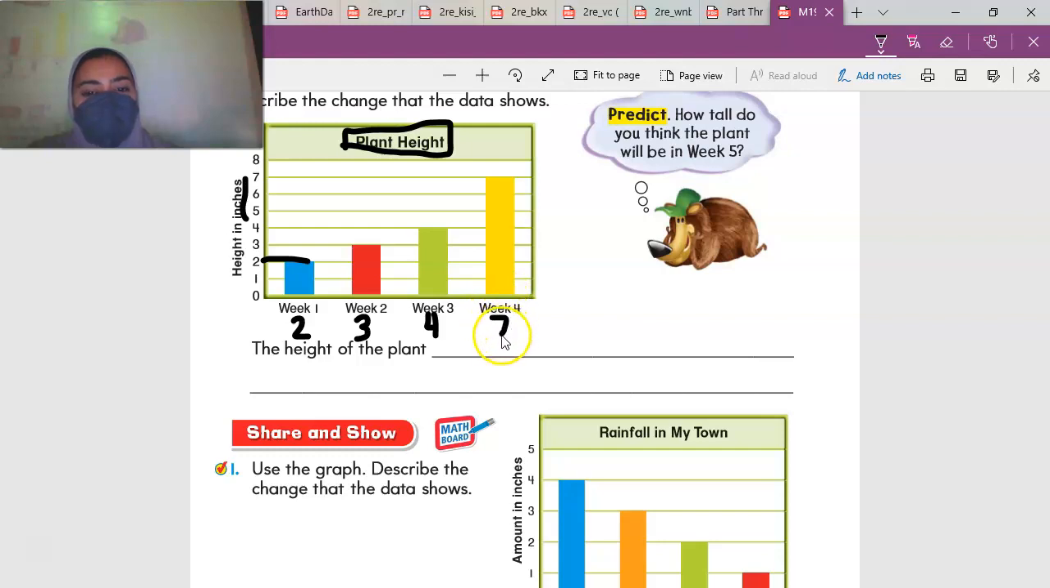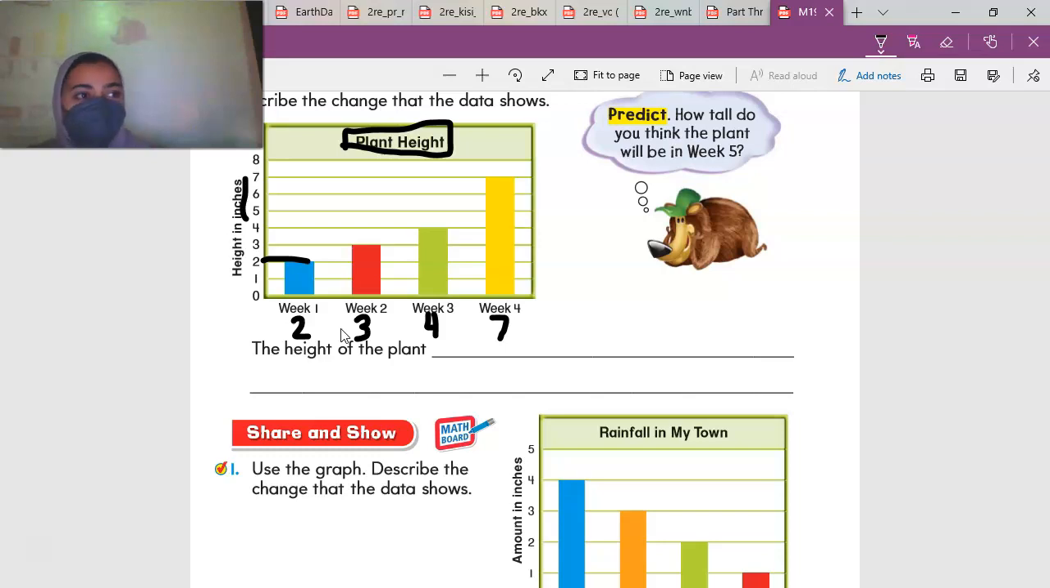In week 4, how many inches? 7. Let's look at the pattern here. We have 2, 3, 4, 7. So it's growing about 1 or 2 inches every week, right? So in week 5, how many inches do you think it'll be? You think it'll be 1 inch? Oh, 9 inches. I'm sorry, I thought you said 1. 9 inches. Very good.